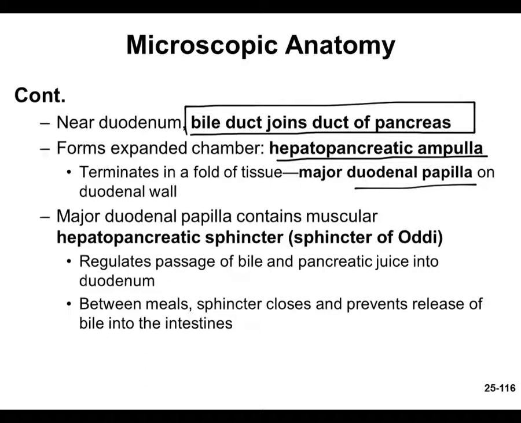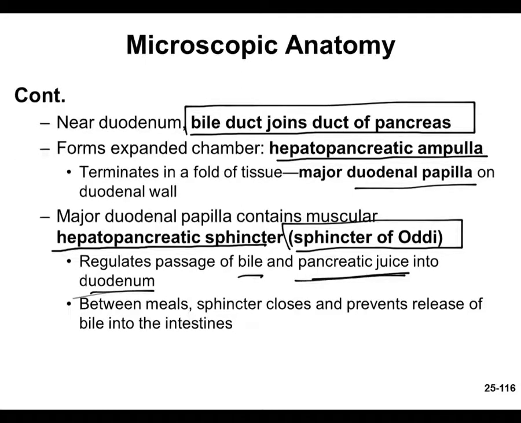You can think of them both being essentially the same thing. Now, the duodenal papilla is going to release bile under the control of the hepatopancreatic sphincter. The other name for that is the sphincter of Oddi. And that is going to release the bile and the pancreatic juices into the duodenum.